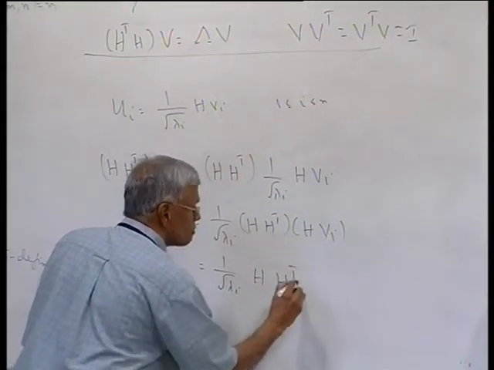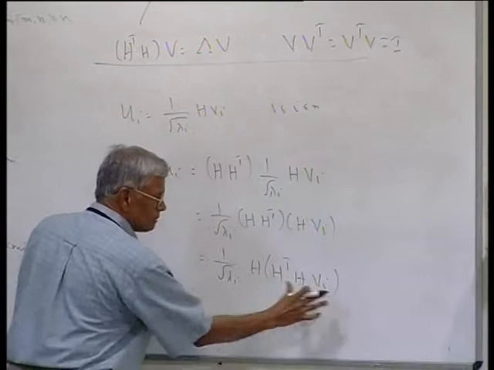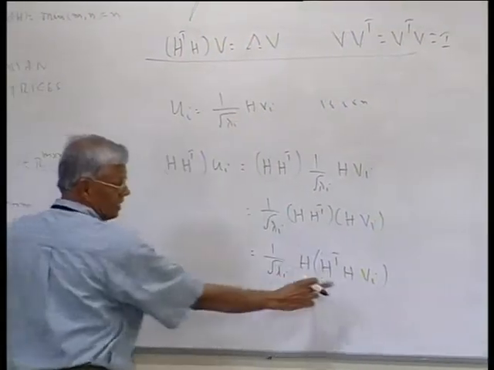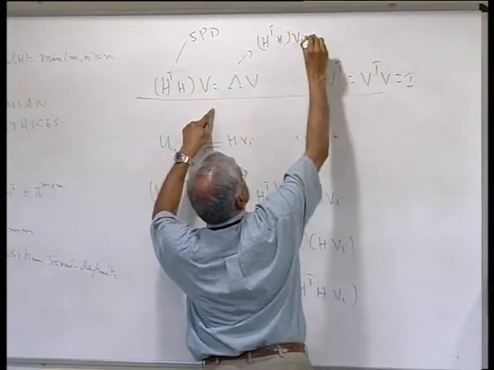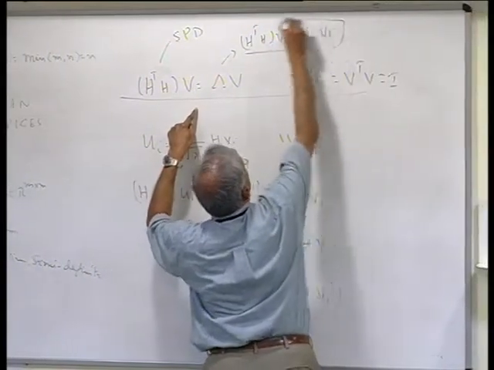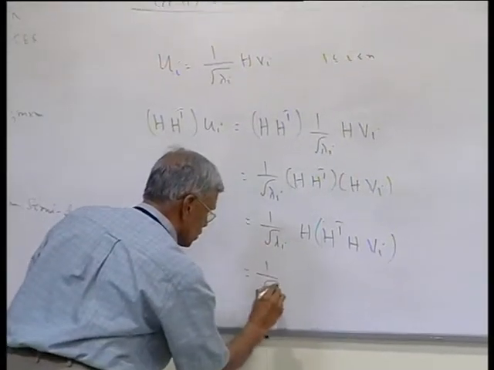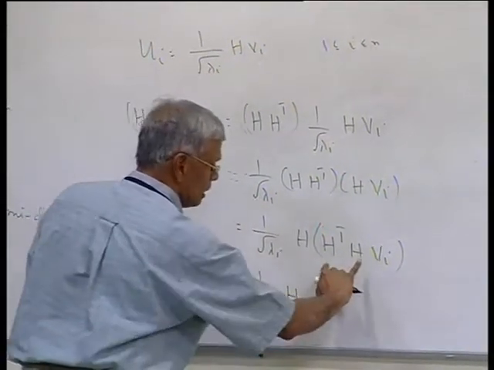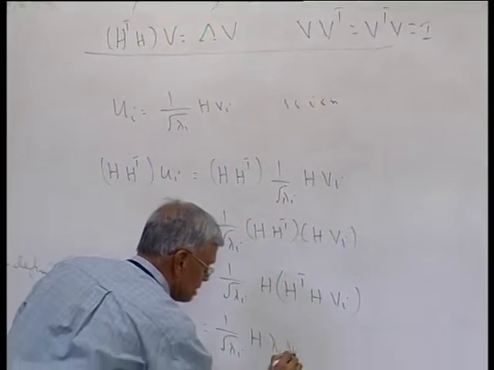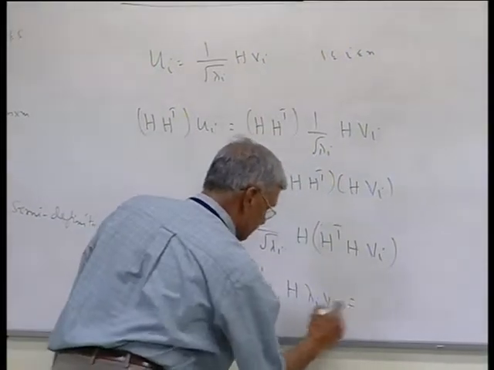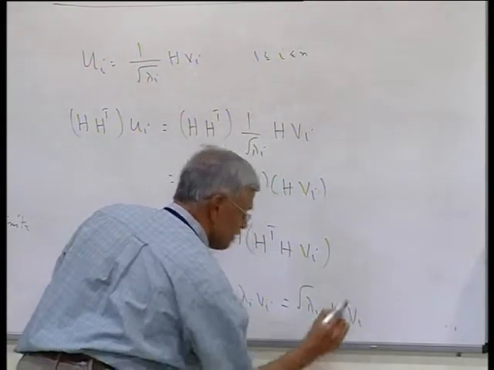H transpose H VI. Are you with me? But what is this? That's eigenvalues. So I could have rewritten this as H transpose H VI is equal to lambda I VI. This is the component form, this is the matrix form. Everybody in the place? So this is equal to 1 over square root of lambda I, H transpose. So H transpose VI must be equal to lambda I VI. So this will be square root of lambda I, H VI.